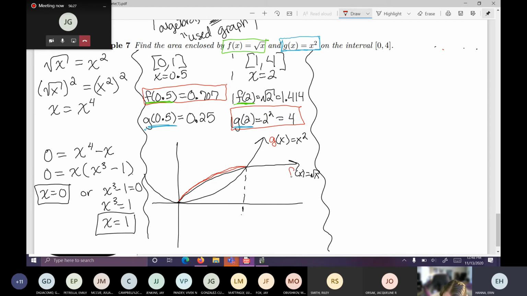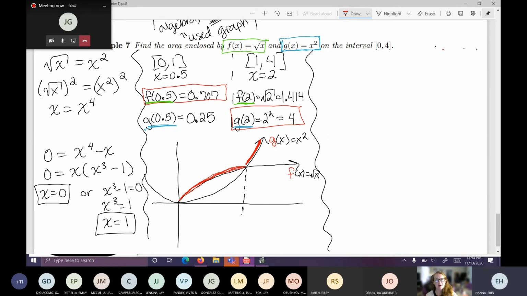This is g. This is f. Yep. Thanks. That was me being dumb. I drew them right. I just labeled them wrong. So g of x was x squared, and f of x was square root of x. So we do end up matching what we found algebraically.